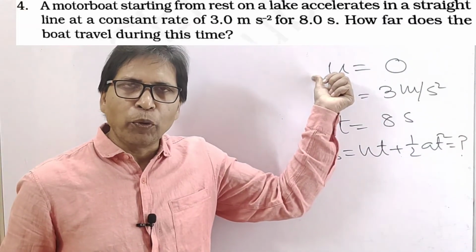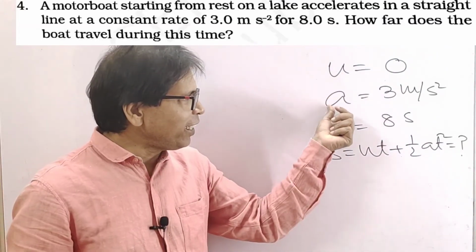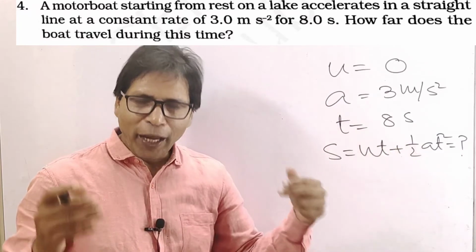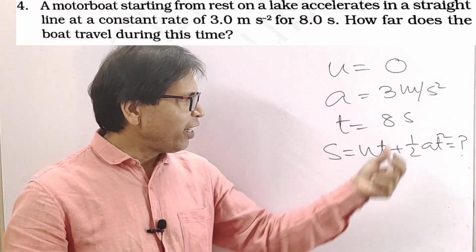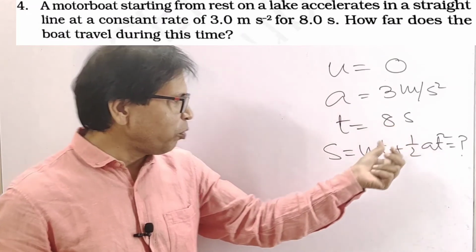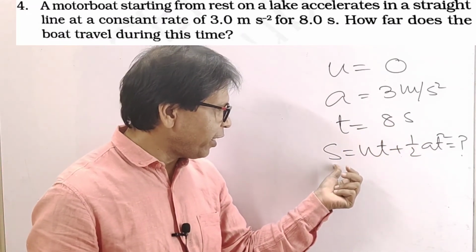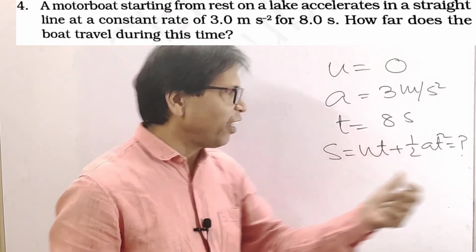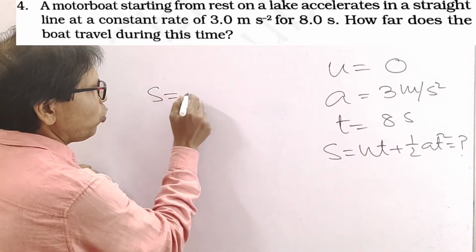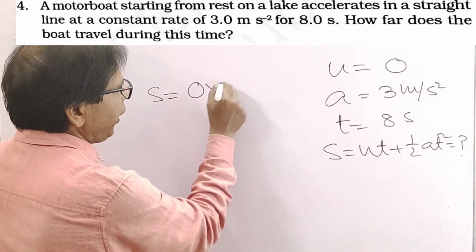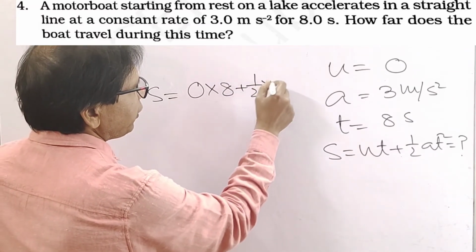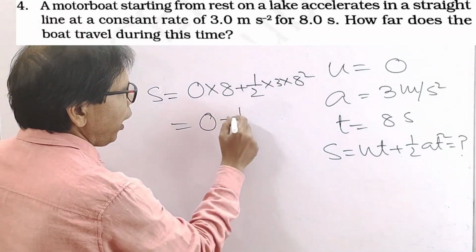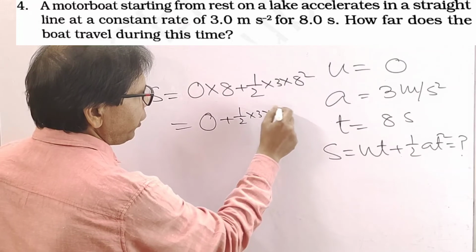Look at this. A motorboat starts from rest and accelerates at 3 meters per second square for 8 seconds. We have to calculate the distance covered in 8 seconds. Now the formula for distance is S equal to ut plus half a t square. Therefore, S equals 0 into 8 plus half into a, which is 3, and t is 8 square. So this is 0 plus half into 3 into 8 into 8.